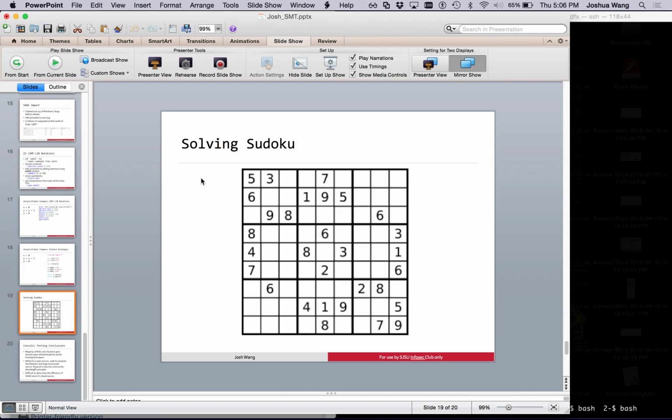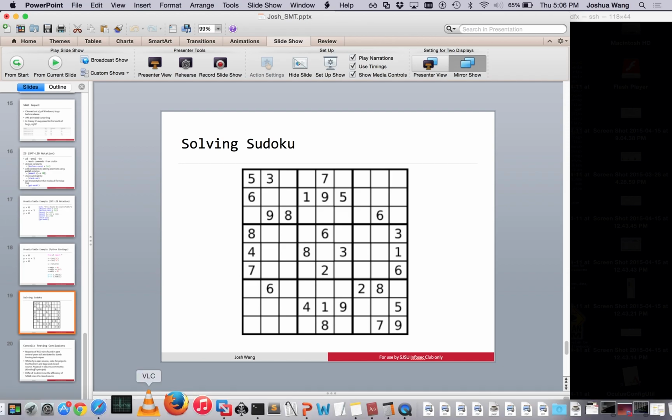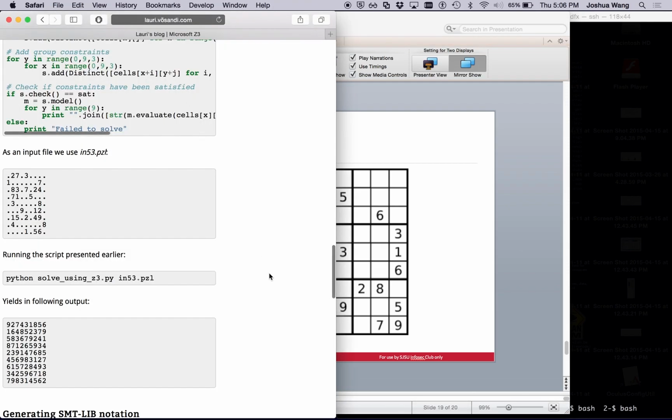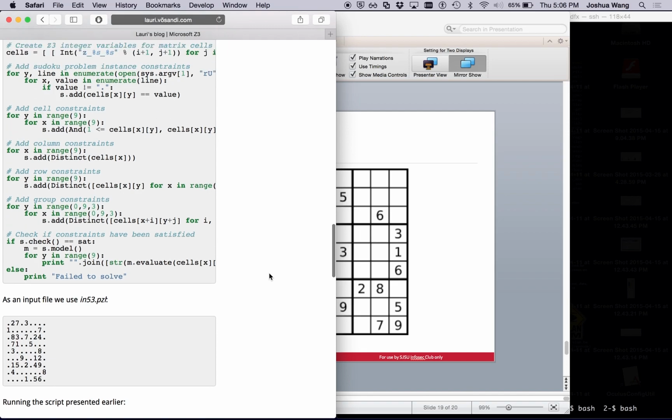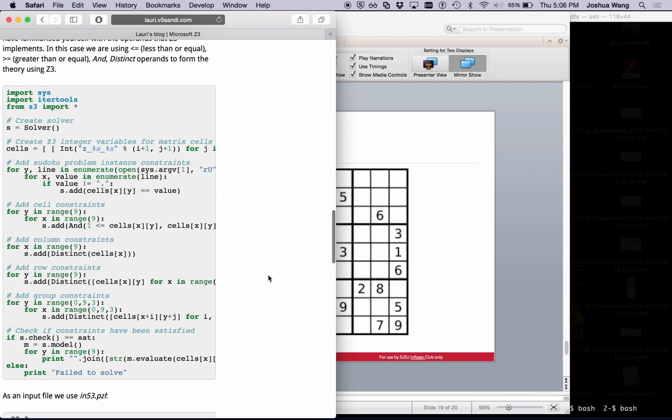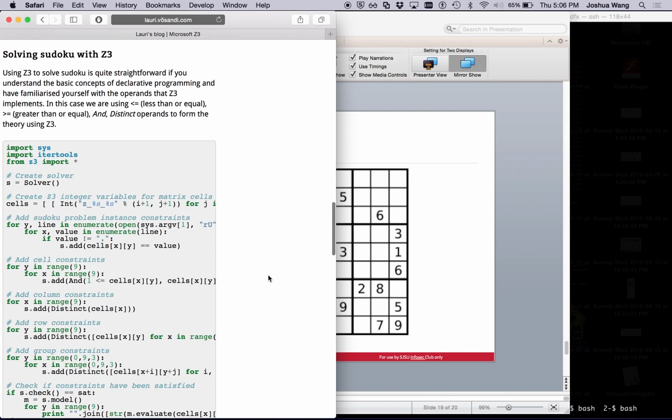So you can use an SMT solver like Z3 to do this. I didn't have enough time to come up with my own proof of concept, so I found the solution online. Someone used Z3 to write a Sudoku solver.